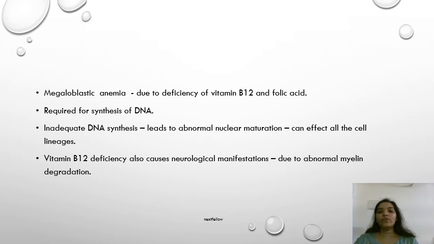And vitamin B12 deficiency also causes neurological manifestations. This is a very major difference between vitamin B12 and folic acid. So there will be no neurological manifestations in folic acid deficiency, but there will be neurological manifestations associated with vitamin B12 deficiency, and that occurs because of abnormal myelin degradation.